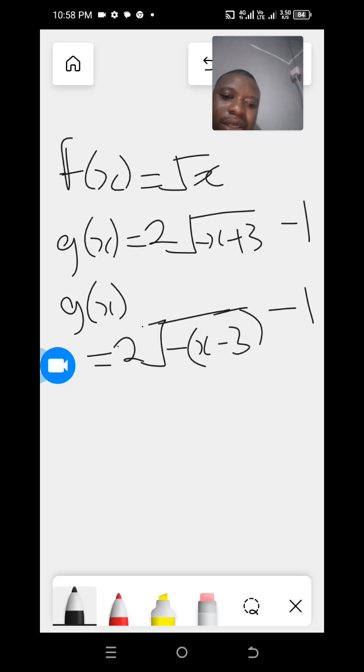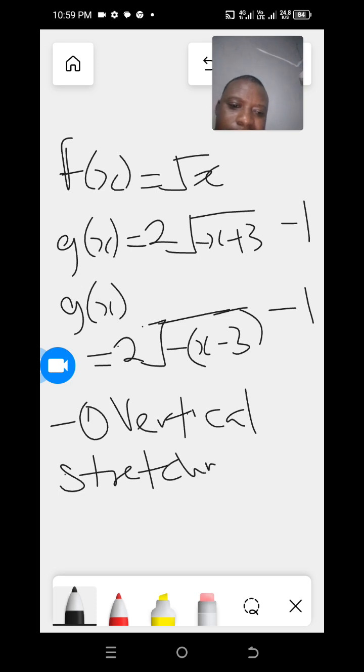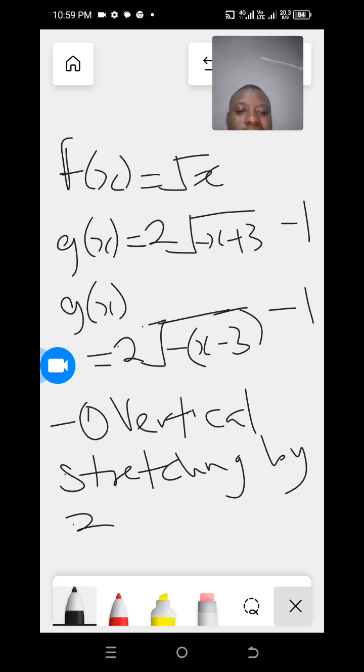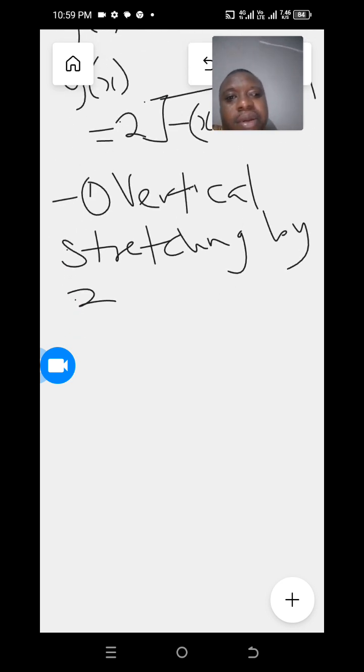So now we can state the transformations. Number 1: the 2 stands for vertical stretching by 2. If it is a fraction less than 1, that is vertical compression, but this is stretching.